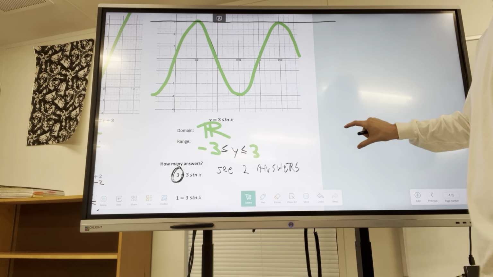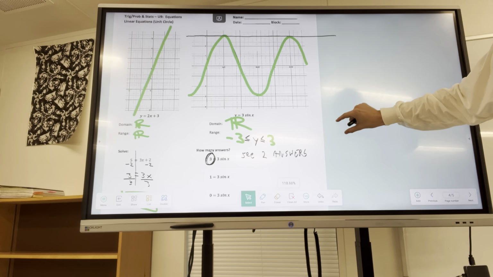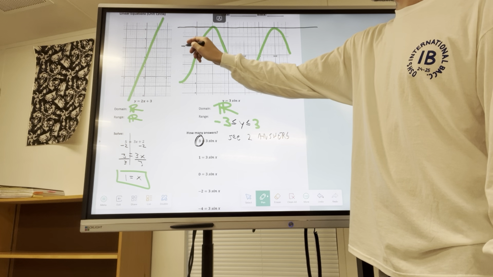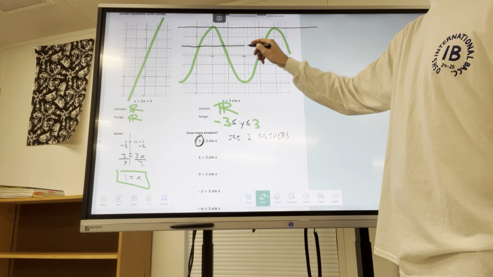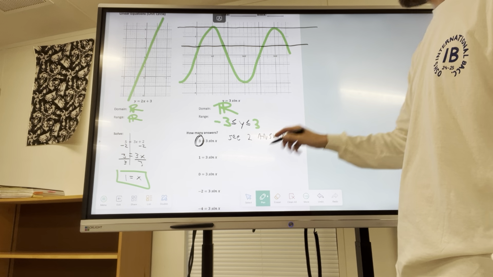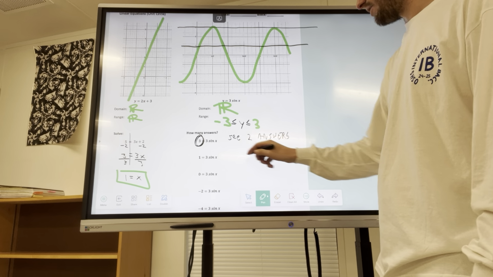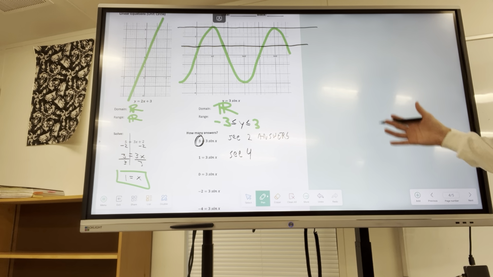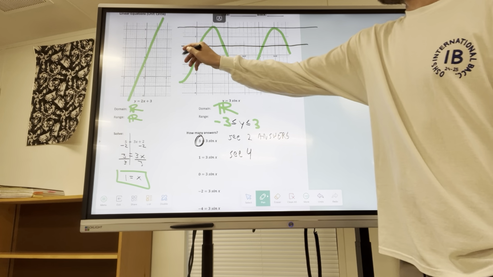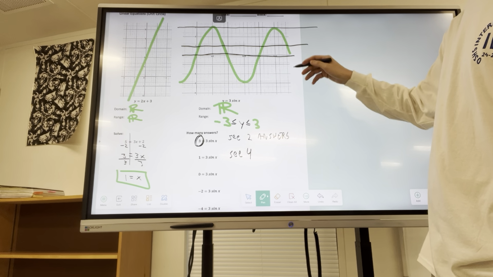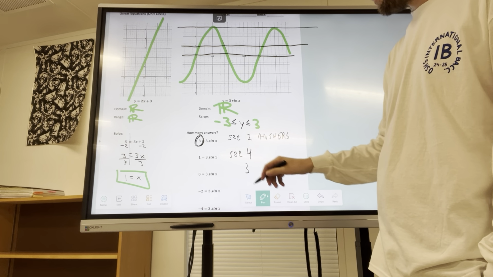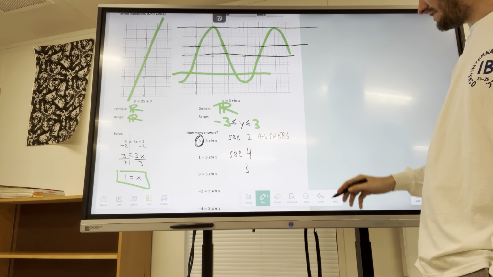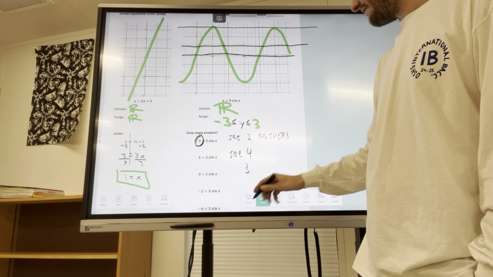All right, how many answers can we see for the y value of 1? If we come across here, that's 1, 2, 3, 4. We can see 4 answers. But again, there are technically an infinite number of them. And then for 0, maybe we can only see 3, but there's an infinite number. And for -2, 1, 2, 3. We can only see 3, but again, there's an infinite number of them.